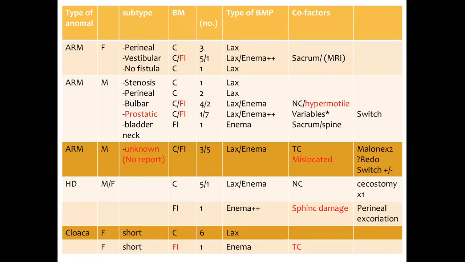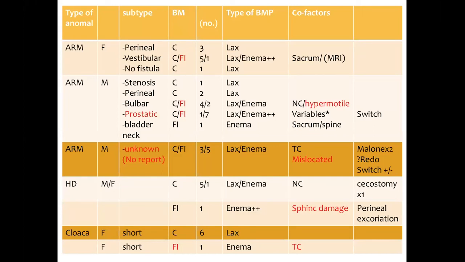The prostatic group, as I said, is a very interesting group of patients. The majority present to me with fecal incontinence and they are very difficult. I manage them with enemas plus diet plus loperamide, and their response is really variable. Some of them do have sacral anomaly and spine anomaly, but they do well with laxatives, and the others do not, and we have to continue the enemas.